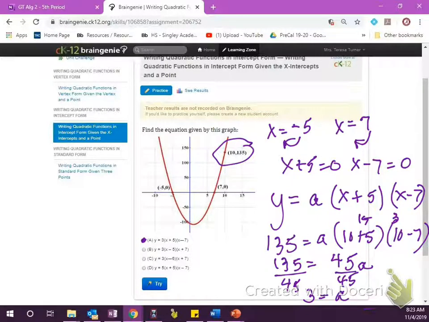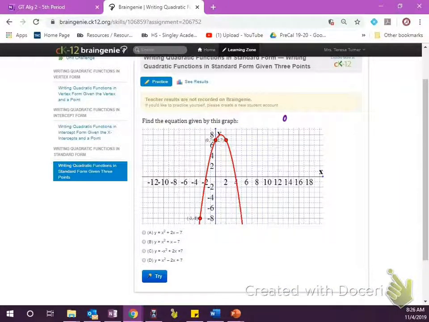So we have the points (0, 7), (2, 7), and (-3, -8). So these are the three points.